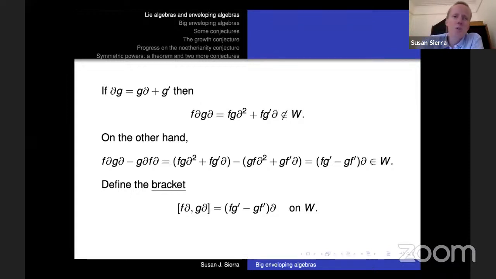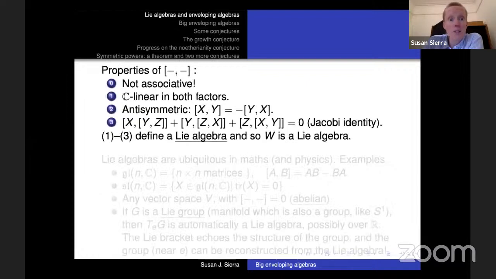So we've answered one of our questions. We know how to combine two elements of W to get a third, but we should think about the properties of this bracket operation on W. So it's not associative. However, it does have some nice properties. It's linear in both factors. It's antisymmetric. The bracket of x and y is minus the bracket of y and x.